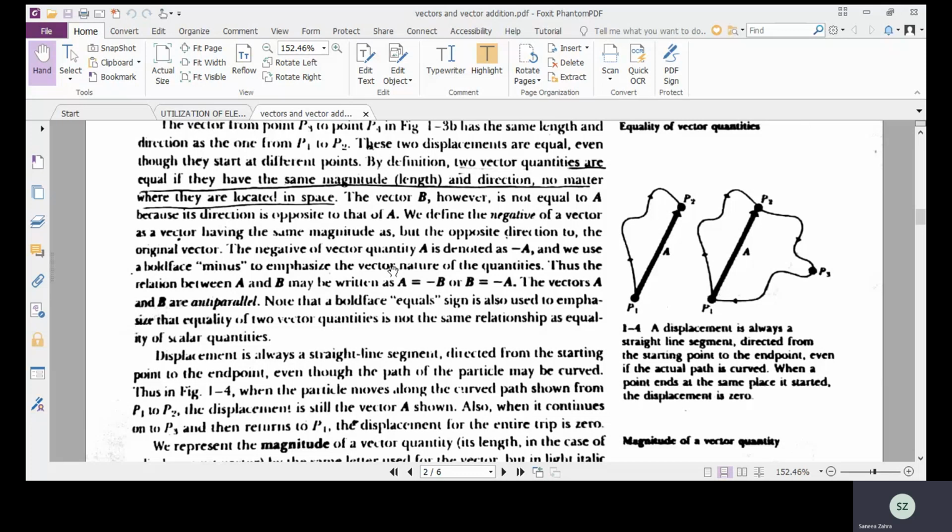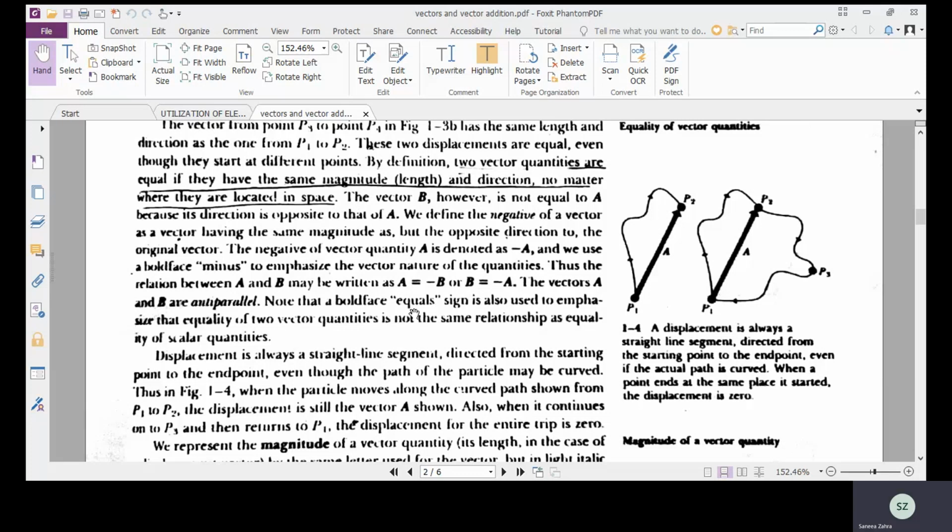While writing, if we are not bolding the letters, we will put an arrowhead over the letter along with this negative sign. The vectors A and B are anti-parallel. If they are not equal, they are anti-parallel. And those two vectors, P1, P2, and P3, P4, were parallel ones.